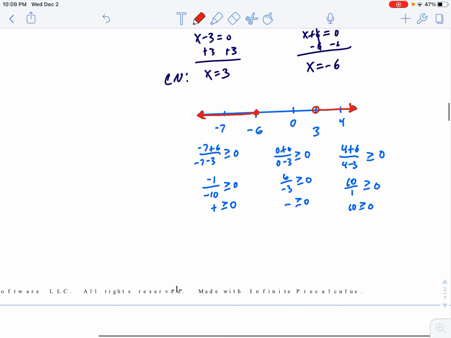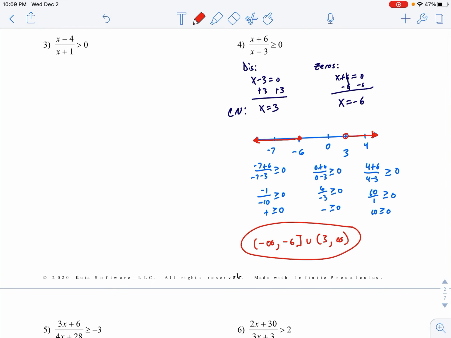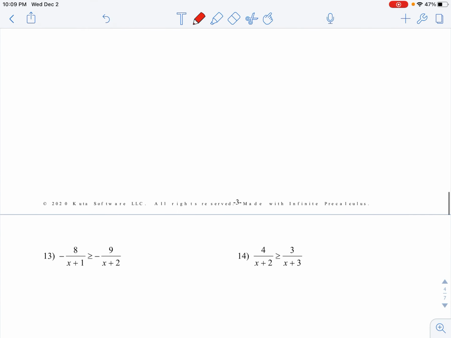So my answer is negative infinity to negative 6 bracket union 3 with a parenthesis to infinity. Go down and check it and cross my fingers that I didn't mess anything up.